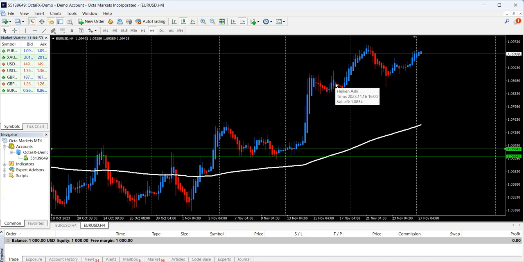And then again, we have our red candle forming there. All right. So let's see this, for example.